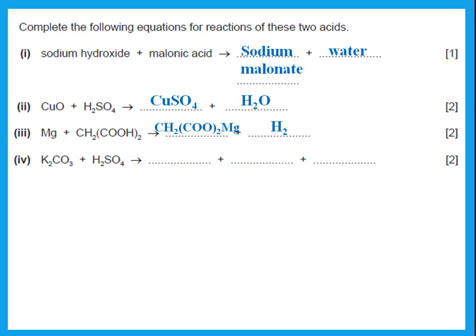Okay, potassium carbonate plus sulfuric acid. Again, carbonate plus acid will give a salt, potassium sulfate. Valency of sulfate is 2, so I have to put 2 under the potassium. And carbon dioxide and water. Balanced or not balanced? Can you see that it's balanced? Okay.